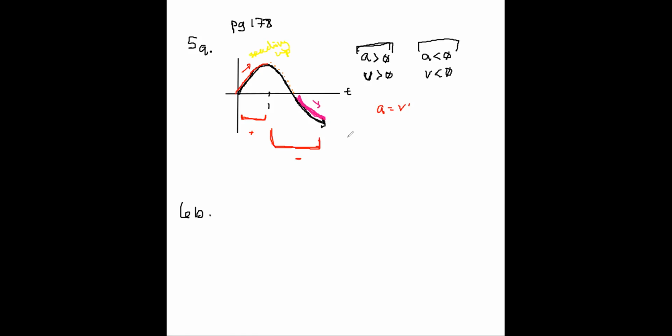Okay, let's try 6b. So this is basically the same problem, but it's giving us position graphs instead of velocity graphs. So let me sketch this out real quick. Okay, it looks a little something like this. This is going to be 1, this is 2, 3, and that is 4.